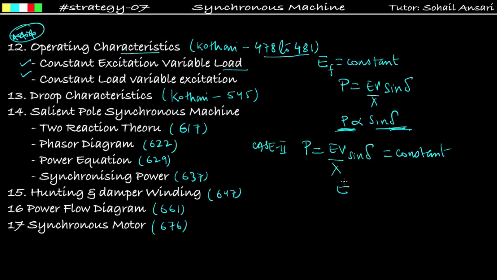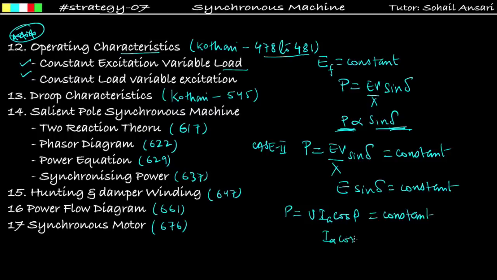So what can I say? I can say E_f sine delta will remain constant from the above equation. Also we know power is equal to V into I_a into cos phi, and this will be constant in the second case. So from here V_t is constant, so I can say I_a cos phi will be constant. The concept is already described in pages 478 to 481 in D.P. Kothari book.